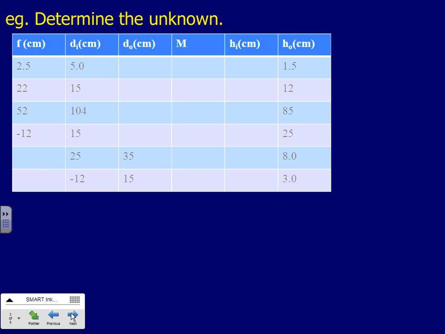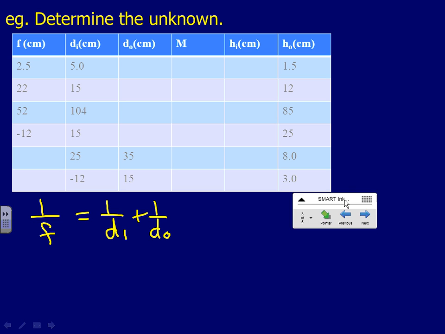All right. So now let's solve. If I know di and f, I can get do. So let's go through the problem. Let's write down our formula. 1 over f, and I'm going to write it with 1 over f first because that's just the way I did it for years and years, is equal to 1 over di plus 1 over do, right? 1 over f equals 1 over di plus 1 over do, all right? And I want to solve for the do. Let's fill in our information.